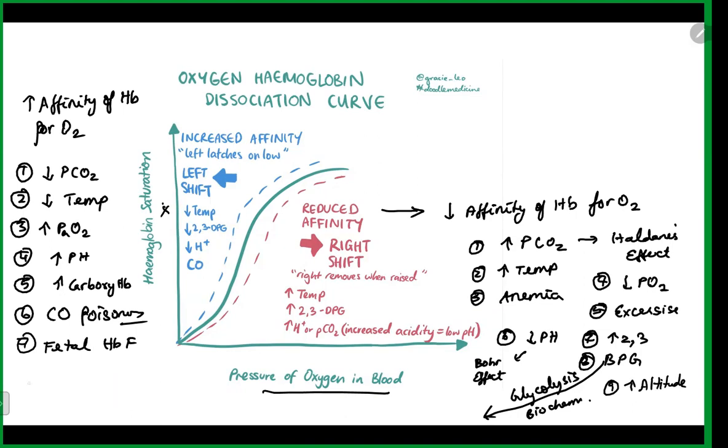So what is the P50 level? The normal P50 is going to be 27 millimeter of mercury. At 27 millimeter of mercury, hemoglobin is 50% saturated. In all these things, hemoglobin is going to be 50% saturated. That is what we call P50.